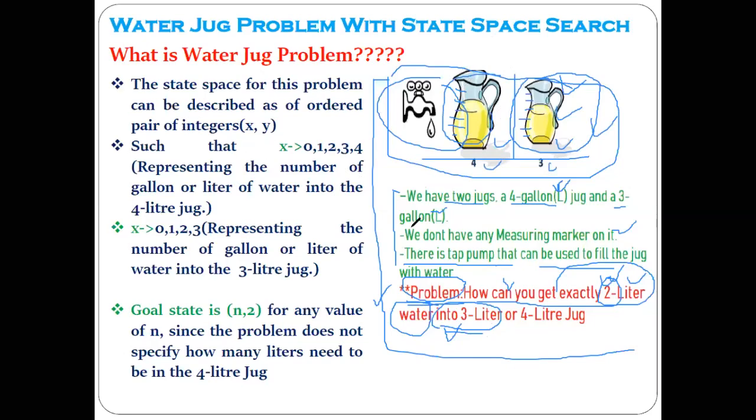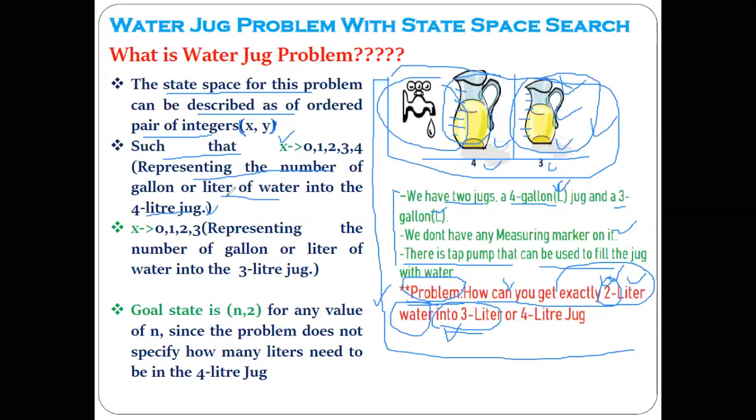Now, how can you represent these things using the state space? Here I have shown that the state space for this problem can be described as an ordered pair of integers, x comma y. Now what do x and y mean? Here x indicates the number of liters of water in the 4 liter jug. So what is the capacity of the 4 liter jug?